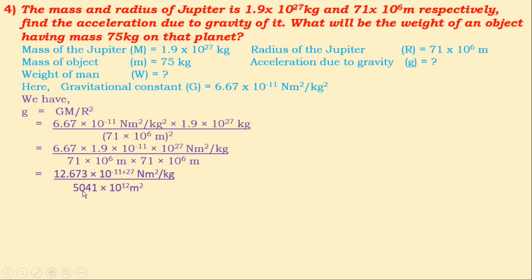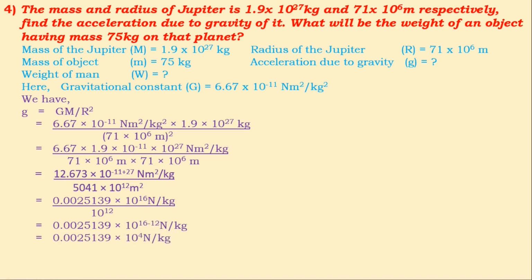We are dividing 12.673 by 5041. And we'll get this number 0.002539, and power of 10, 27 minus 11 gives 10 to the power 16, and in the denominator we have only 10 to the power 12, and this meter square and meter square is cancelled. Newton per kg is left. Now again what we are going to do, when 10 to the power 12 is taken to the numerator, then we can write it this way with a minus, and 10 to the power 16 minus 12 becomes 10 to the power just 4. Again we have to multiply this number with 10 to the power 4.